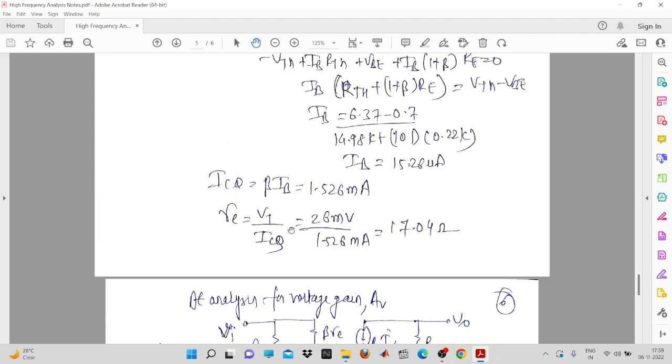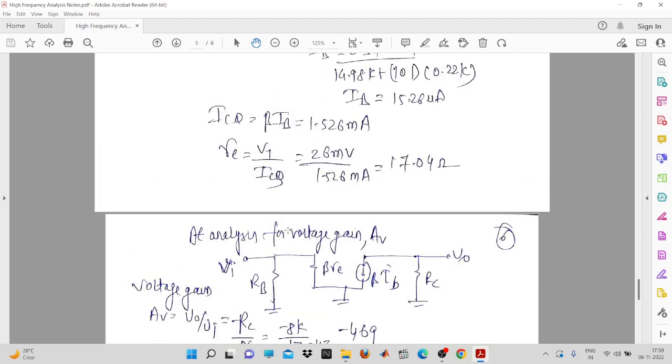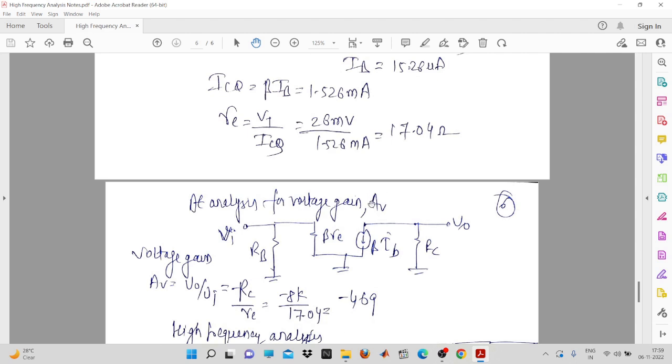So this is okay. Now if you want to find the Miller input capacitance and the Miller output capacitance, you need to find this AV. AV means what? Voltage gain. So to find the voltage gain, first you will have to do the AC analysis. In the AC analysis, we will have to neglect these capacitances.